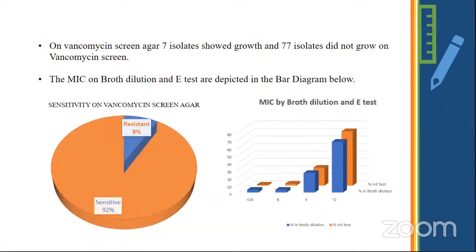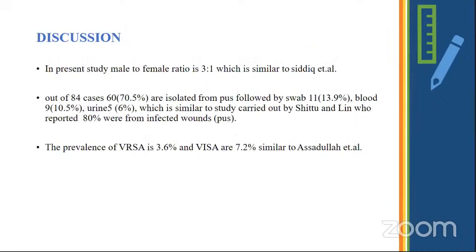On vancomycin screen agar, 7 isolates showed growth, that is 8% resistant, and 77 isolates did not grow, that is 92% sensitive on the vancomycin screen agar. The MICs on broth dilution and E-test are depicted in the bar diagram, which showed broth dilution 68% and E-test 70% with MIC less than 2 microgram per ml.